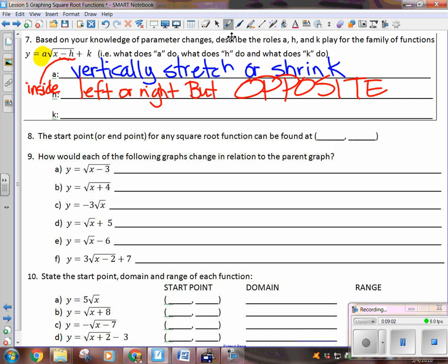Where's my k value at? My k value is actually where? It's that number on the outside, added or subtracted. What does that make a graph do? Not go left and right, but it makes it go up and down how? Up or down.